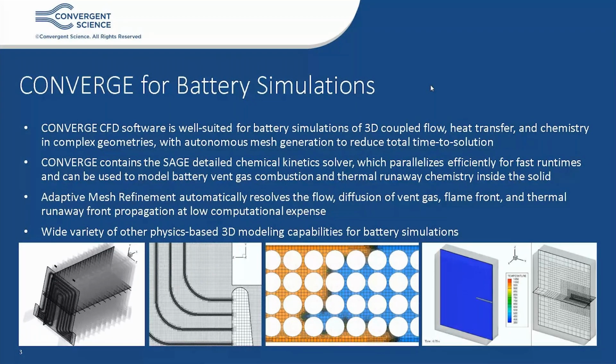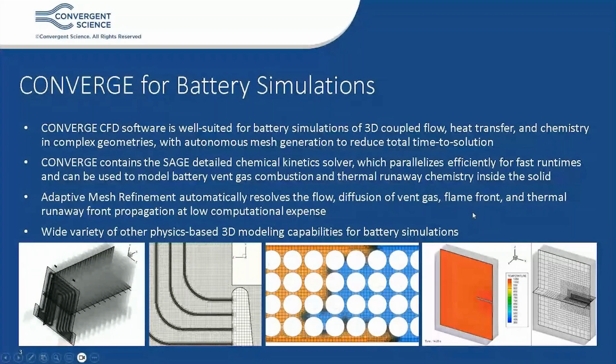Converge also contains adaptive mesh refinement approaches that allow you to automatically resolve important flow structures and only add refinement where most needed. For battery thermal runaway problems, for example, this allows you to capture the diffusion of vent gases within the battery pack, capture the flame front during battery pack fires, and also capture a thermal runaway propagation front inside the solid at relatively low computational expense.